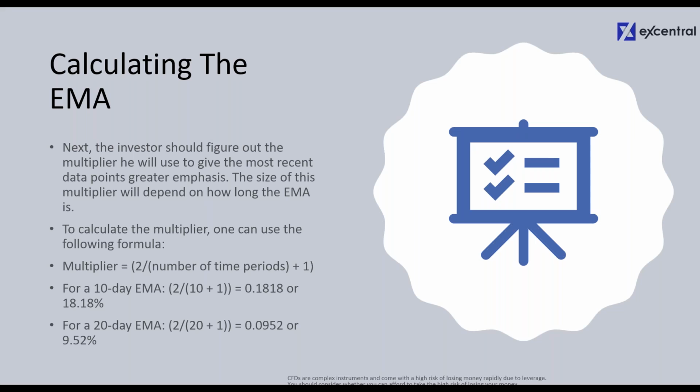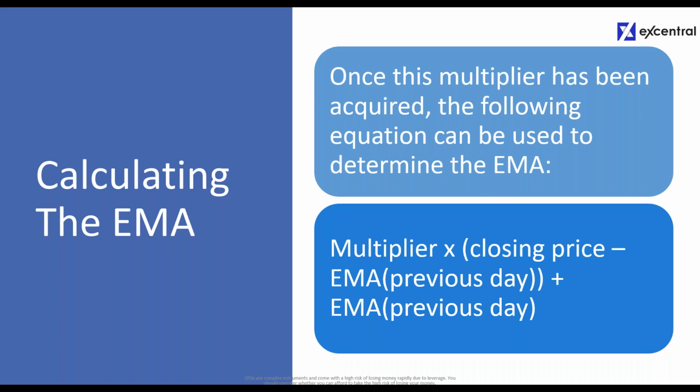So in other words, for a 10 period moving average, we would take 2 divided by 10 plus 1, which is 11, and that gives us 0.1818, or an 18% weighted average multiplier. And we take that most current period and multiply it by that, or add to it 18%, to give it more weight for the most current period.